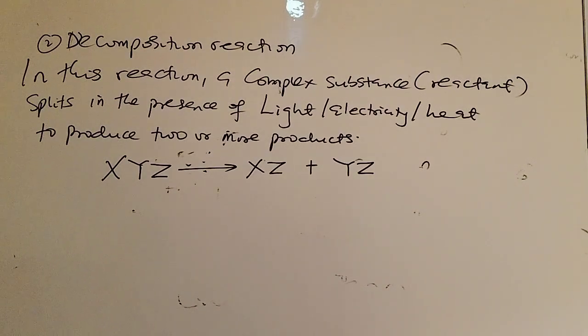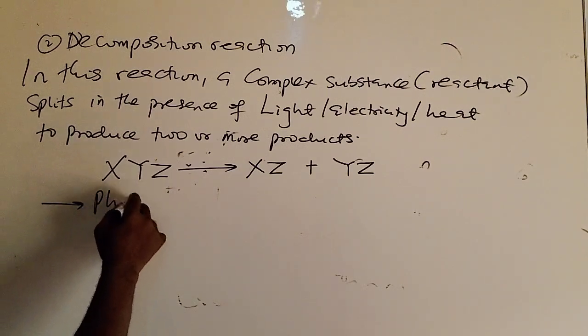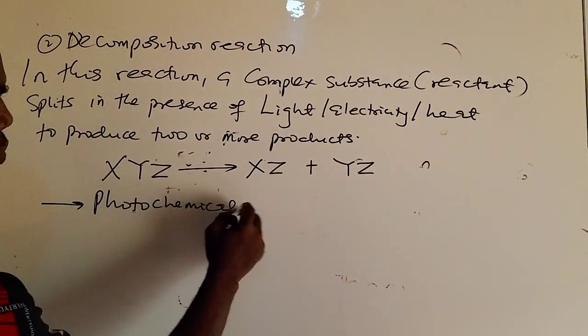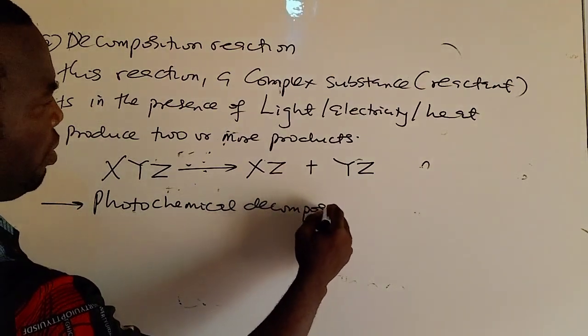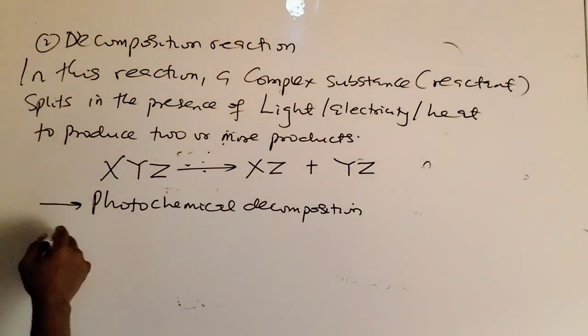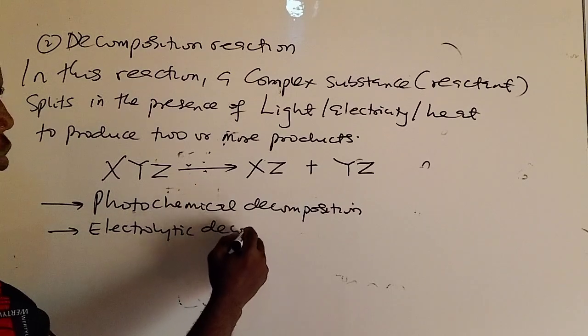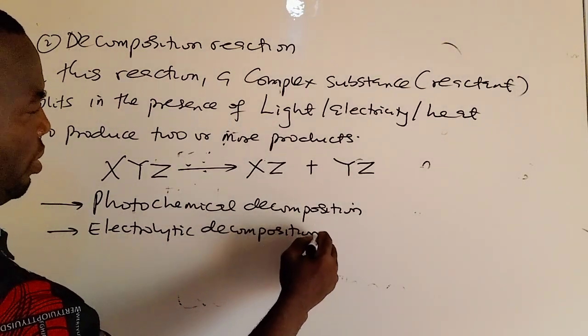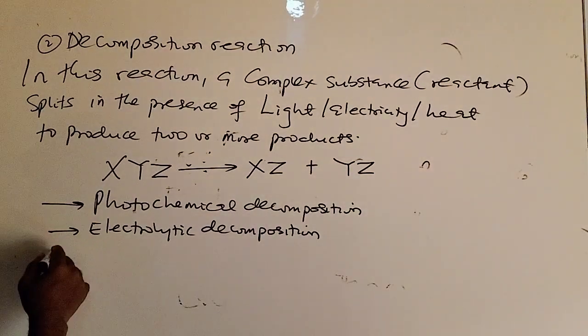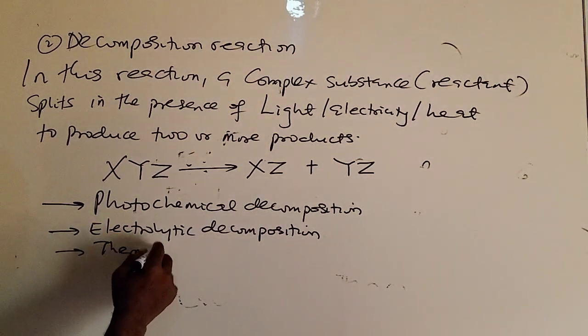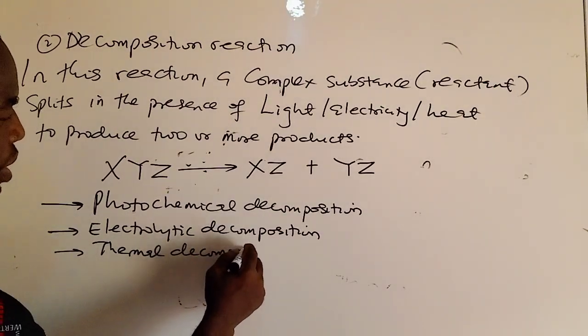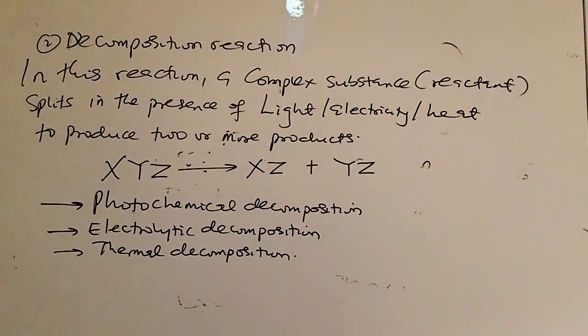So we'll now look at the different kinds of decomposition reaction. That means there are three types of decomposition reaction. We have what we call photochemical decomposition, when it is facilitated by light. We have electrolytic decomposition, when the agent causing it to decompose is electricity. We have thermal decomposition, when the substance decomposes with heat, because the word thermal means heat. So there are three types of decomposition reactions we recognize in chemistry.